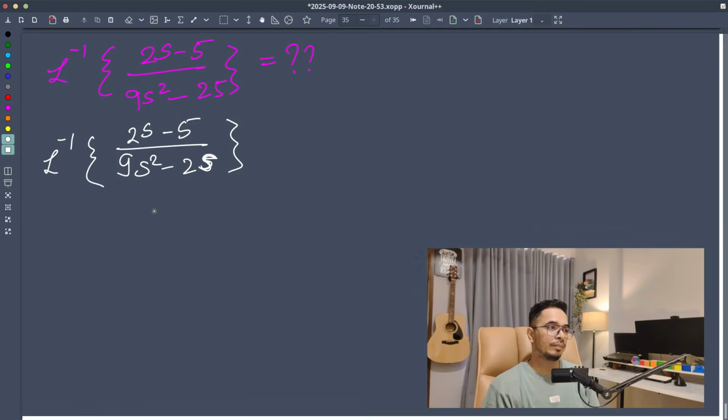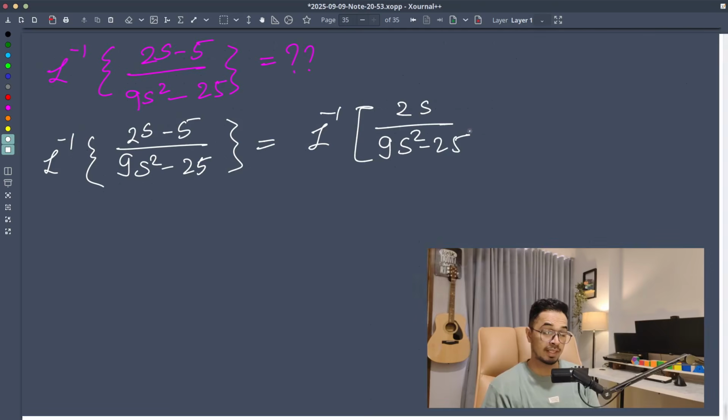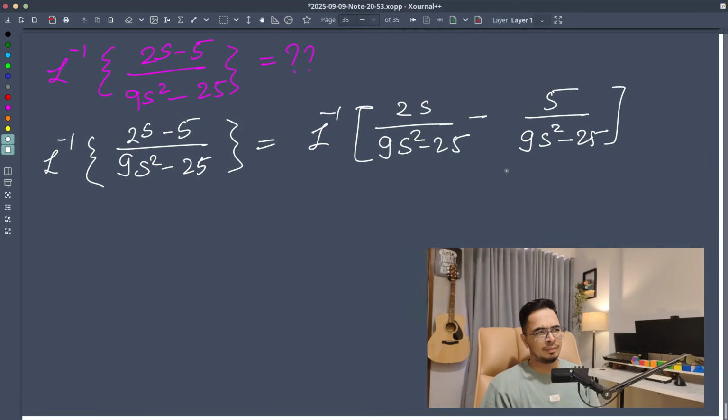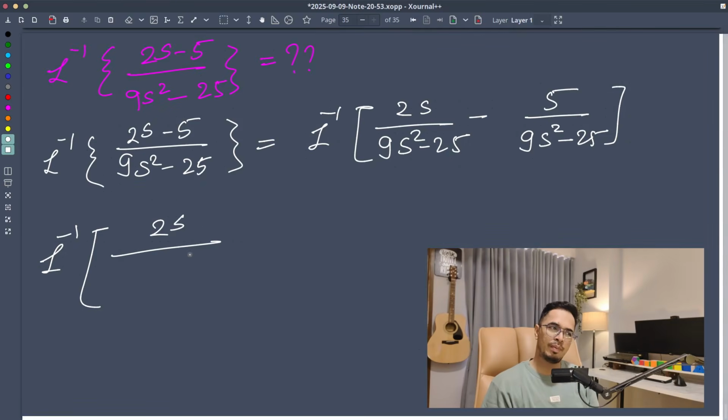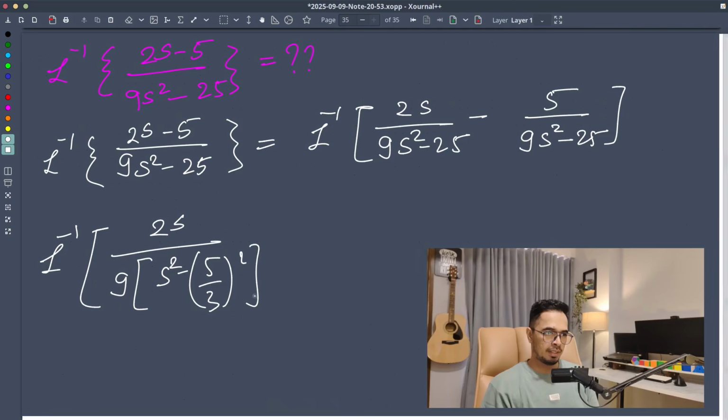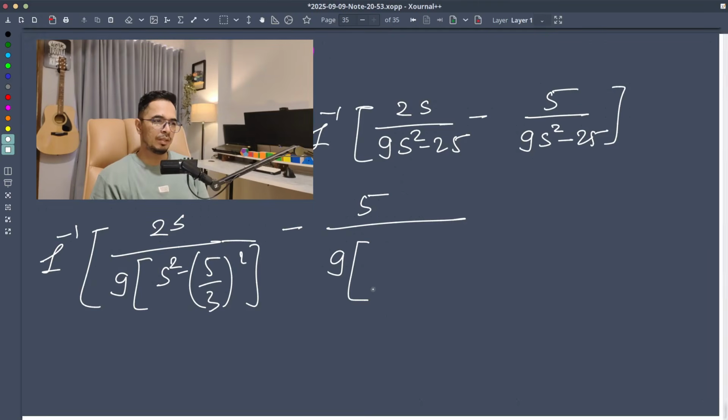Now, how can I do that? So the first thing that I do is the inverse Laplace transform of 2s divided by 9s² - 25 and 5 divided by 9s² - 25. Why do I do that? I clearly see that relating 2s - 5 and the denominator is a little challenging, so I split them, and then I simplify the denominator. All right. So when I simplify the denominator, everything becomes very apparent.